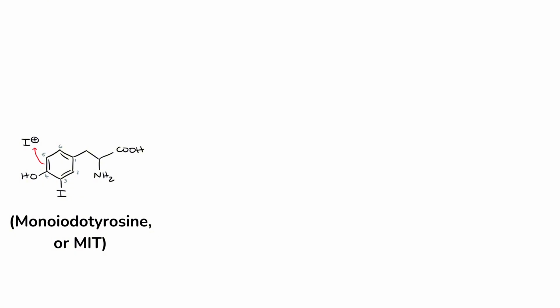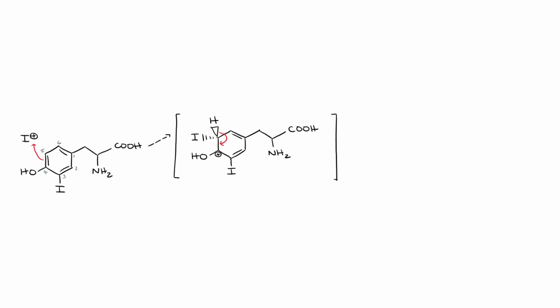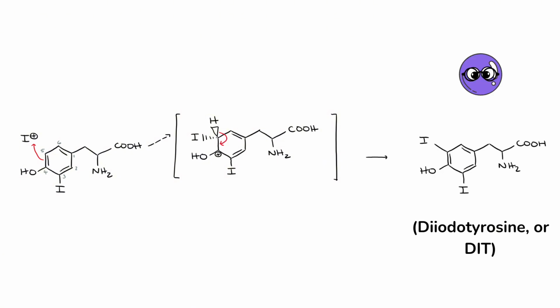To form diiodotyrosine, the product from the first reaction, monoiodotyrosine, goes through the same process as before. The pi bond grabs the iodonium ion and forms a carbocation intermediate, and then undergoes deprotonation to restore the pi bond between carbons 4 and 5 this time. The product, DIT, is formed.